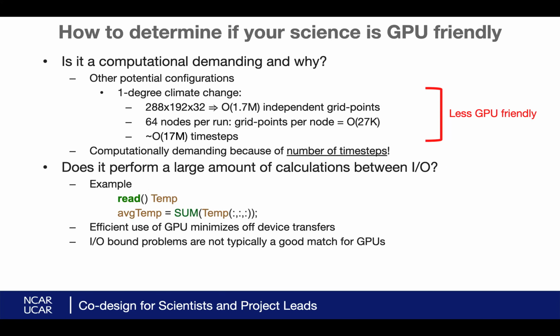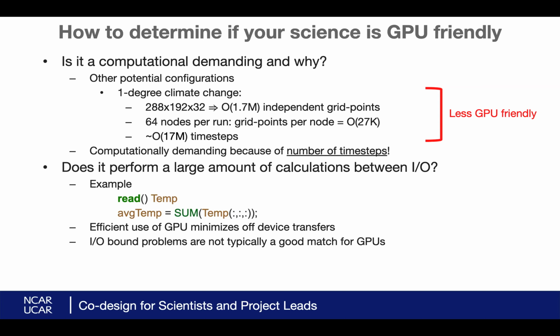You could ask another question. What about a 1 degree climate change simulation? There's a much smaller number of independent grid points. Again, we're generalizing here: 1.7 million independent grid points. These are typically run on maybe 32 to 64 nodes. So that's about 27,000 grid points per node.